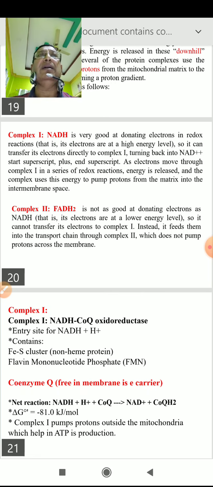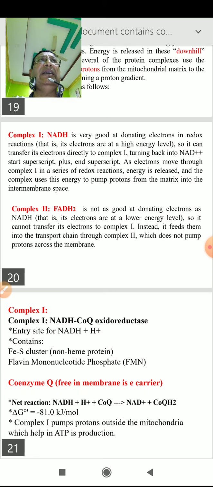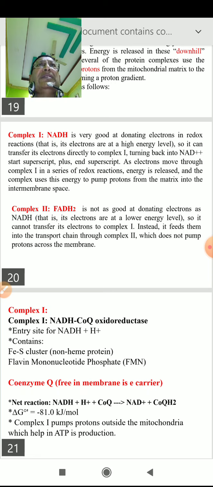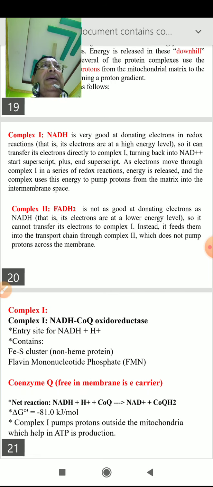NADH is very good at donating electrons in redox reactions. That is, its electrons are at a high energy level, so it can transfer the electrons directly to complex 1. Okay, turning back to the NAD+. NAD is nicotinamide adenine dinucleotide, NAD plus. Now when this NAD plus accepts the hydrogen, it goes from the oxidized state to the reduced state, NADH.